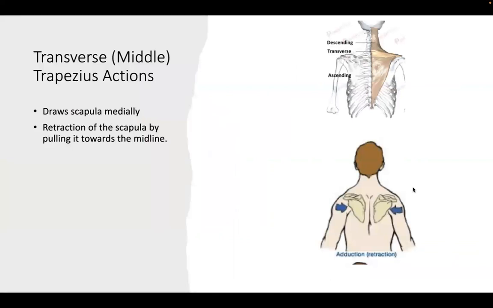So some actions for the transverse or the middle trapezius is that it draws the scapula medially or towards the middle of the body. And there's also a retraction of the scapula by pulling it towards the midline of the body, which is pictured here with the arrows facing towards the middle.